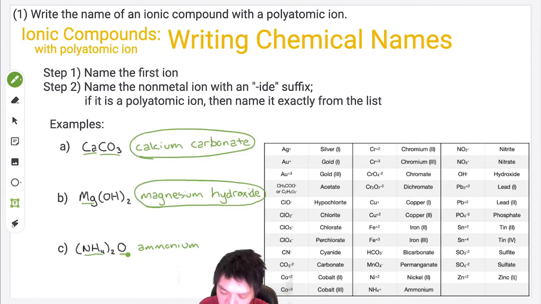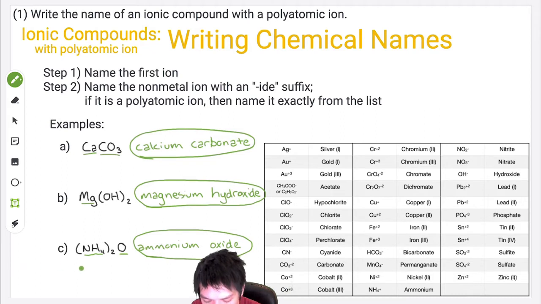And then the O right here, recall, this is not a polyatomic ion. This is just a regular monatomic ion, a single atom ion. And if it's not polyatomic, it has to end in -ide. So this is oxide. So the name of this is ammonium oxide.